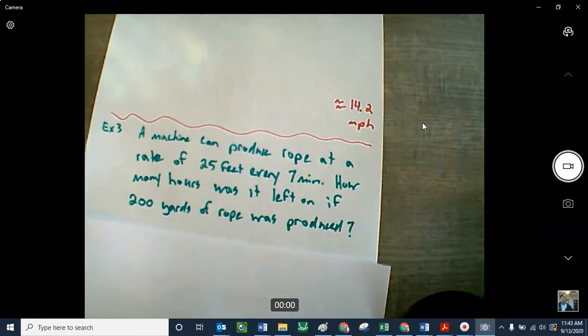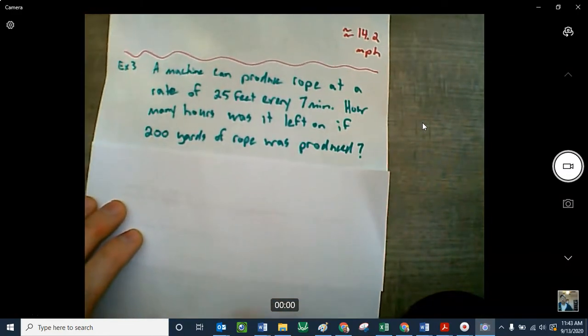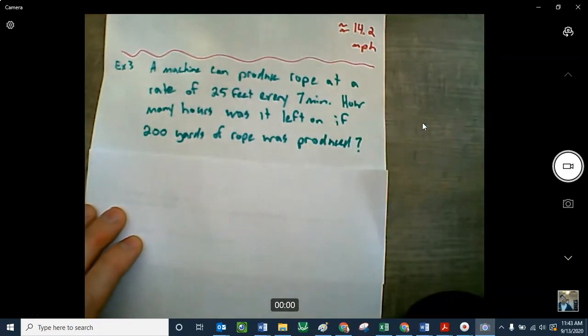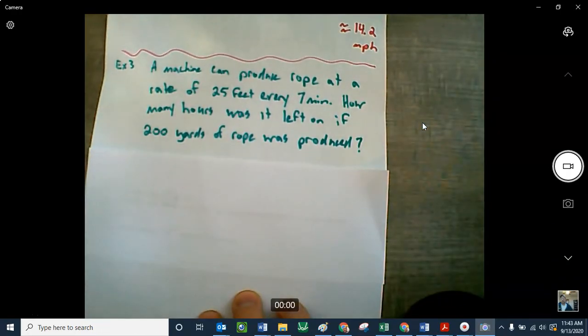Okay, last one. Save the toughest one if you want to go that route, but if we can handle this one, we can handle anything, hopefully. So there's some machine. It can produce rope at a rate of 25 feet every 7 minutes. How many hours was it left on if 200 yards of rope were produced?